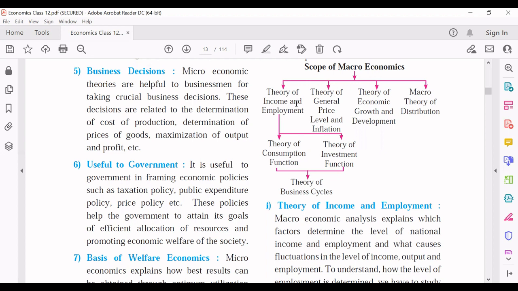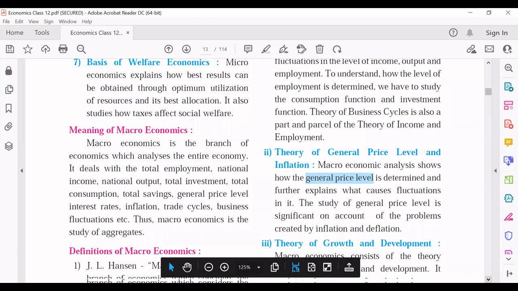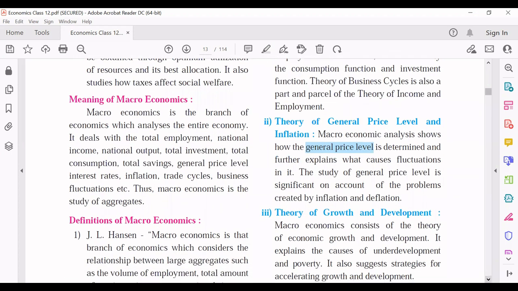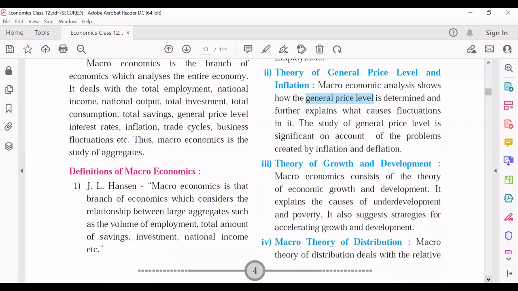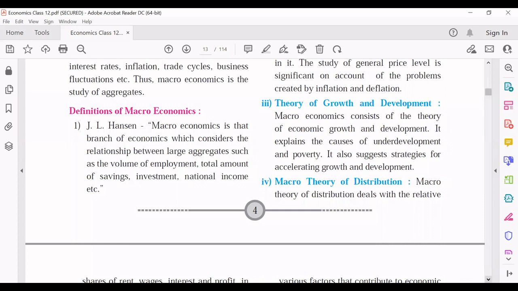Next, we can see it deals with general price level and inflation, wherein the general price of all the products and services are reviewed, as well as it also helps us in explaining what causes such fluctuations. So deflation, inflation, all this comes into account while we do this general theory of price level and inflation. The next theory under the scope of macroeconomics is that it considers economic growth and development. It also explains the causes of underdevelopment and poverty. It also suggests the strategies for economic development and how we can accelerate or speed up the economic growth.